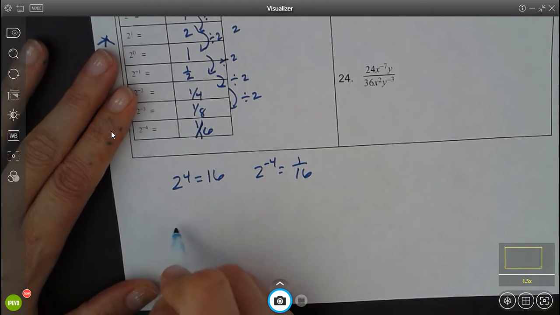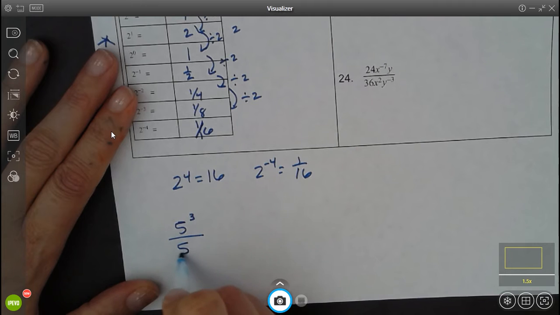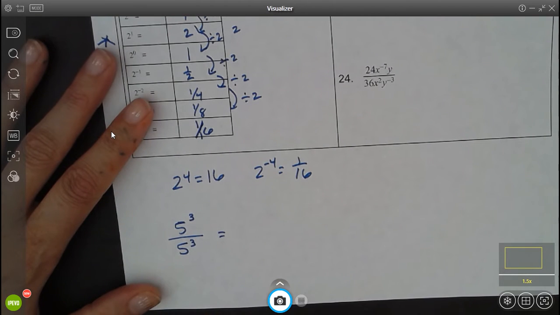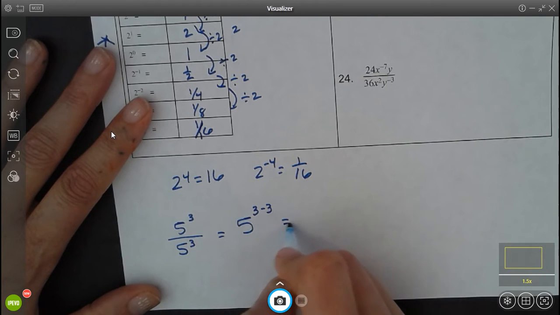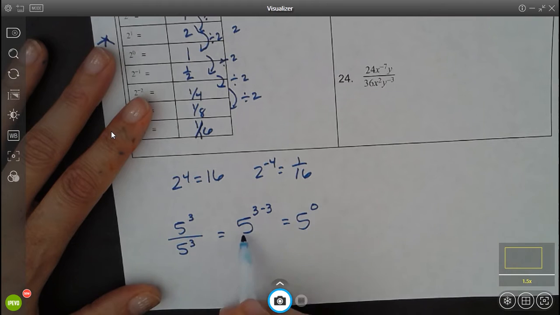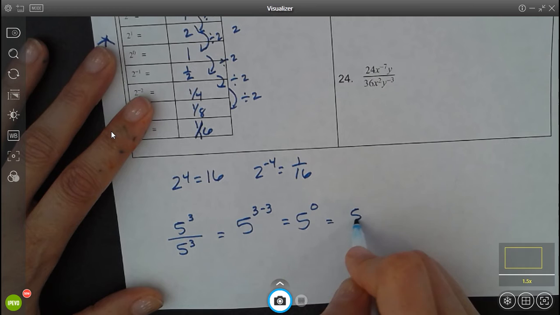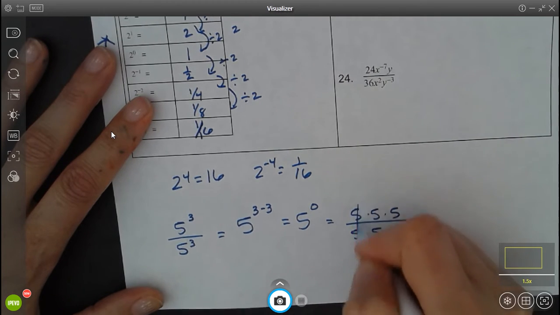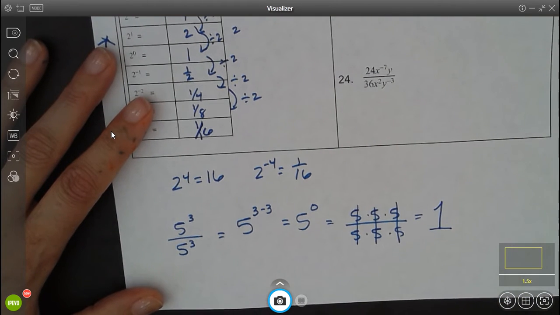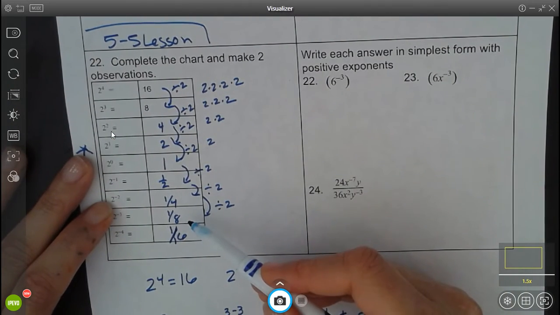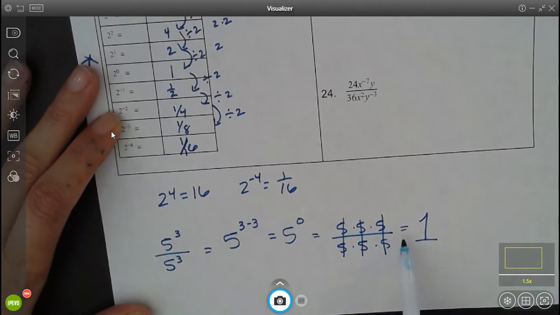We learned yesterday that we could look at 5 to the third over 5 to the third. What we could do to shortcut that is take 5 to the 3 and subtract 3. So that would mean that this really means 5 to the 0. What is 5 to the third over 5 to the third? Which is another way of saying 1. So the chart explains to us why anything to the 0 power is 1, and this explains to us why anything to the 0 power is 1.